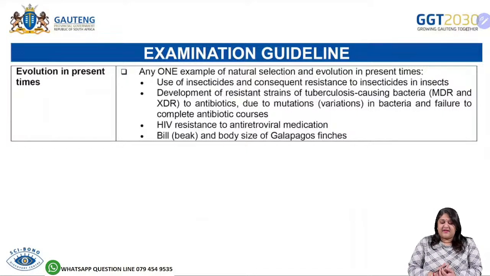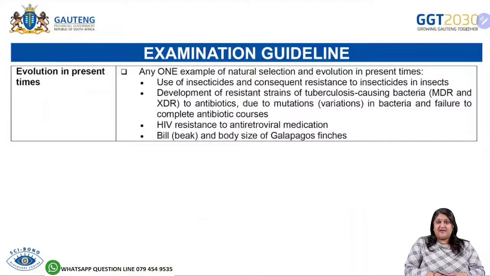Let's look at the different options here, and then we can see. I'm going to read through them. So firstly, you must know only one example, but I'm going to go through all of them so that you can get an understanding of what we mean by this. Firstly, the use of insecticides and consequent resistance to insecticides in insects. Okay, so you know that they use insecticides to kill insects. But have you ever noticed that sometimes these insecticides stop working? Why is that? Have you ever heard of how something becomes resistant to drugs or resistant to insecticides? So that is what happens.